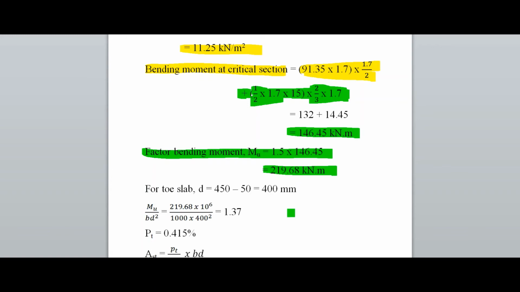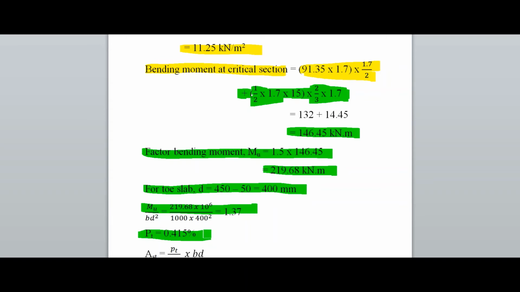Now for the toe slab, D is equal to 450. It's the overall depth. So we provide 50 mm cover at the toe slab. So 400 mm is the actual thickness of the toe slab. By this actual thickness we found Mu, then PT, then Ast upon PT.